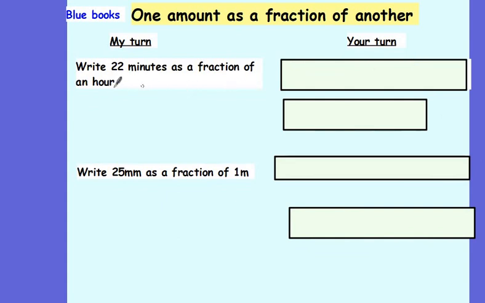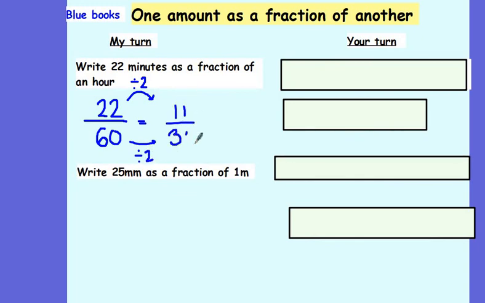If I want to write 22 minutes as a fraction of an hour, Darcy, how many minutes are there in an hour? 60, great. So my 60 goes on the bottom. I've got 22 out of 60. I can simplify that by dividing top and bottom by 2, which leaves me with 11 out of 30. So we say that 22 minutes is 11/30ths of an hour.